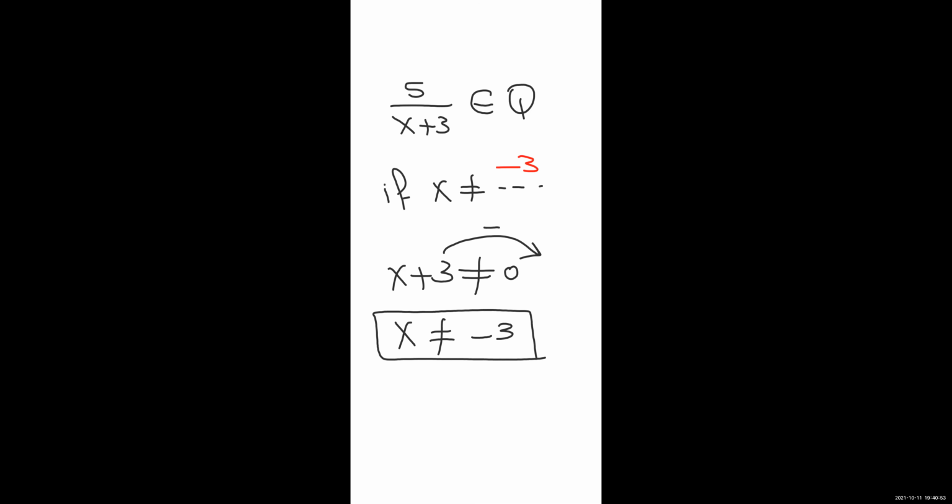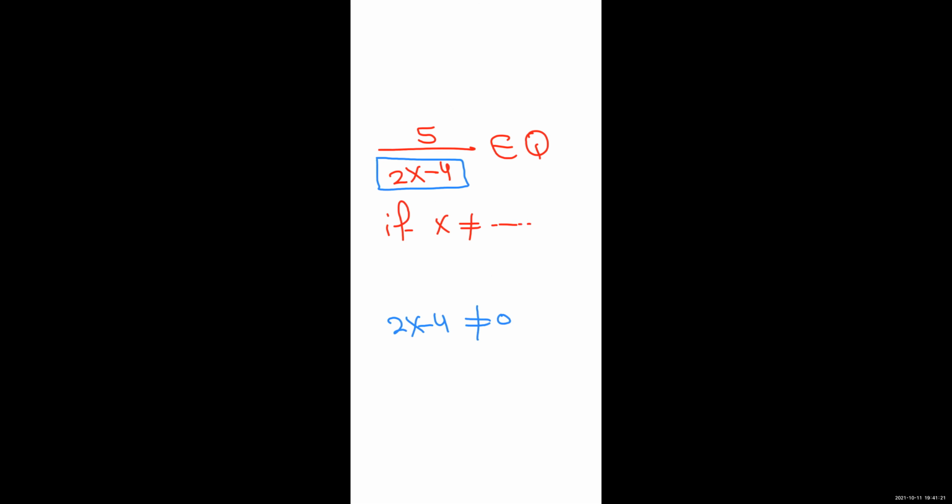Okay. One more case. If it's like this, 5 over 2x minus 4 belongs to Q, or rational numbers, then x not equal. To solve this question, I'm going to use exactly the same procedures as before. This is the denominator. It's 2x minus 4 not equal to 0. So now shift this number to this side. So 2x not equal, change its sign. It's negative 4, so 0 plus 4. So 2x not equal 4.